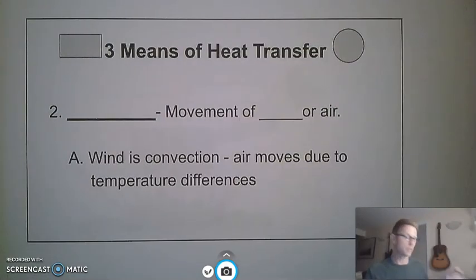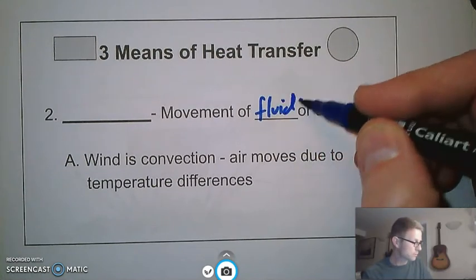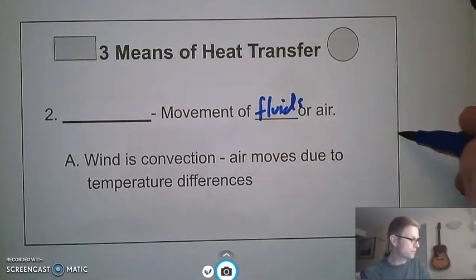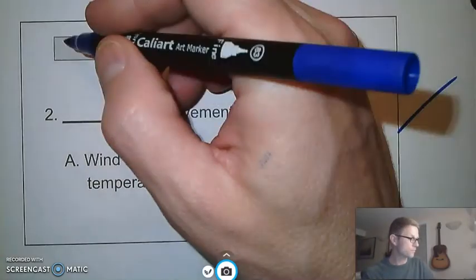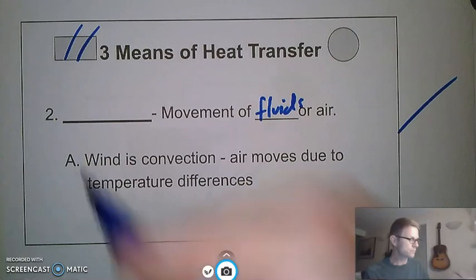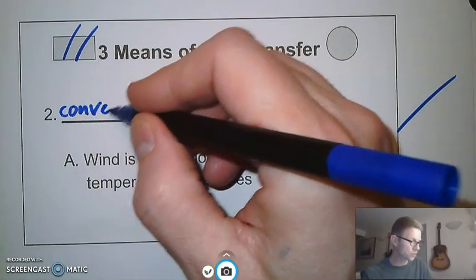There's another means of heat transfer that has to do with fluids or air. That could mean, and over here I want you to write the word liquids. It could be liquids. Again, put the date. That's called not conduction, but convection.